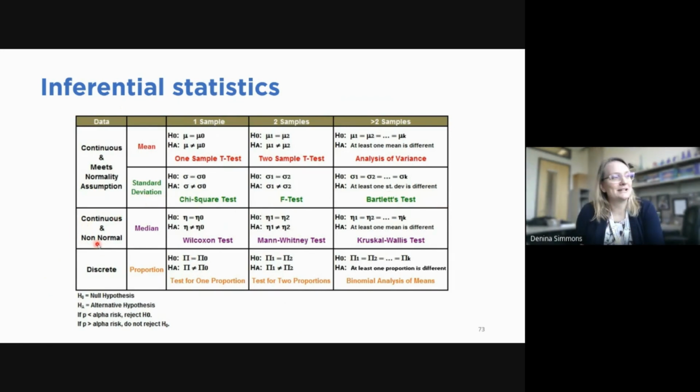Continuous and non-normal data would be non-parametric. So then you're checking to see if your median, not your mode, I kept saying mode, if your median is going to be different. And so you're testing for 1 sample, the Wilcoxon, for 2, the Mann-Whitney, and for more than 2, the Kruskal-Wallis test is applied. And then if you have discrete data that is not continuous, proportions for instance, then you might want to be doing proportion tests, which I think, again, if I go back, is either a chi-square or a Fisher's exact test.